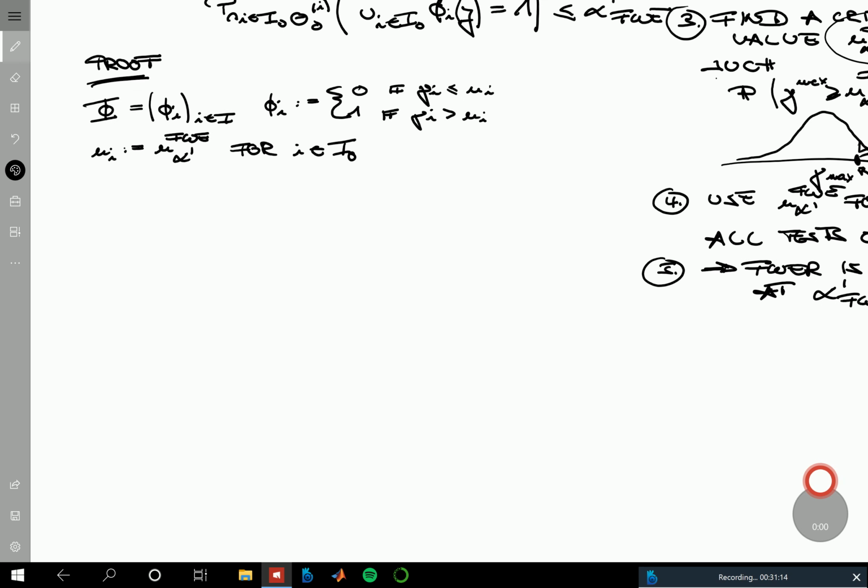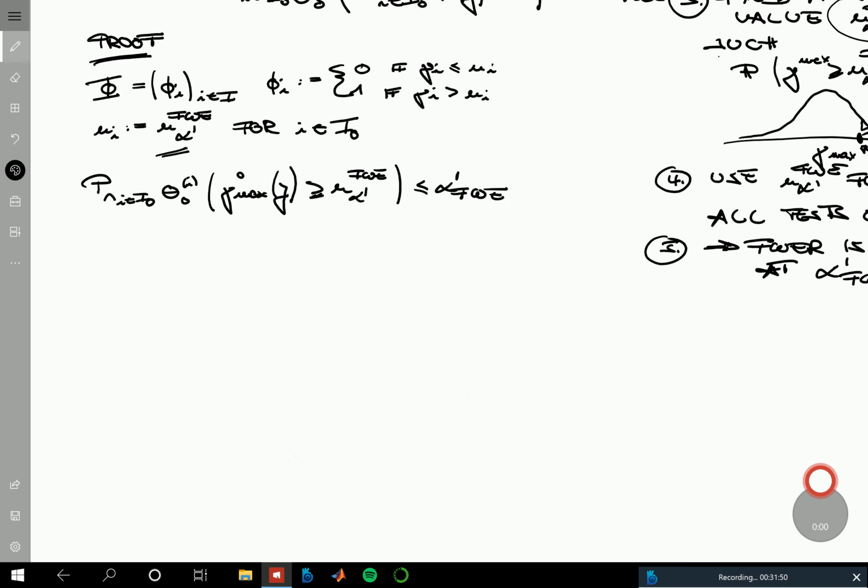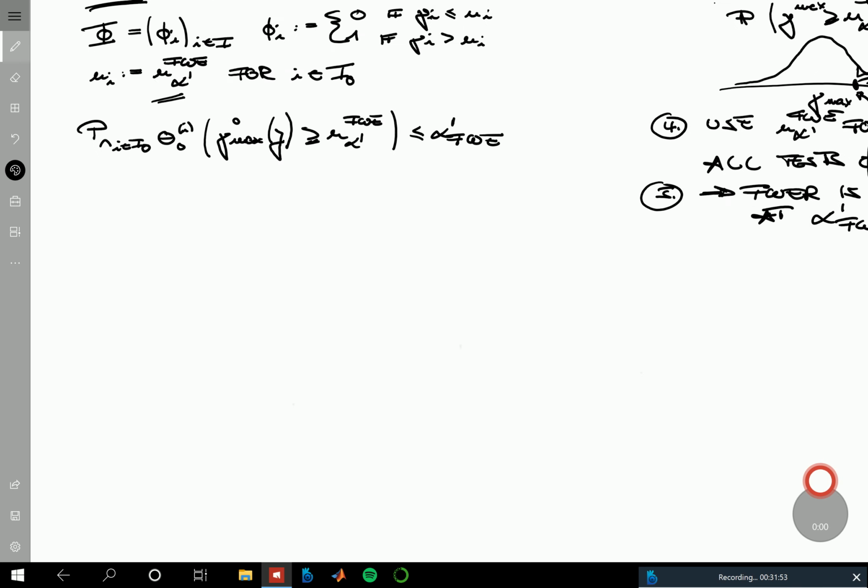Now we define this thing to be, as we just said, namely as the critical value for the maximum statistic, or the value for the maximum statistic, to be smaller or equal to alpha prime FWE. Now the question is, how does this relate to the family-wise error rate?